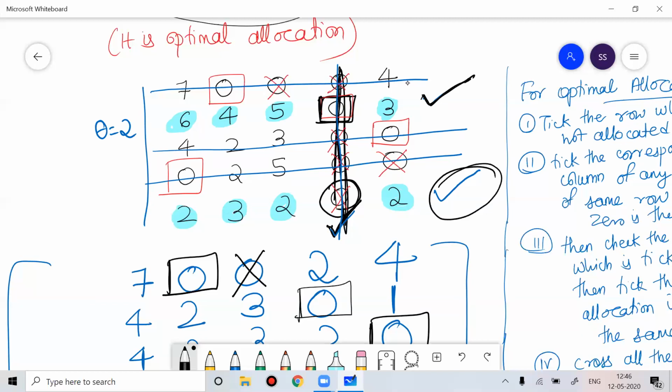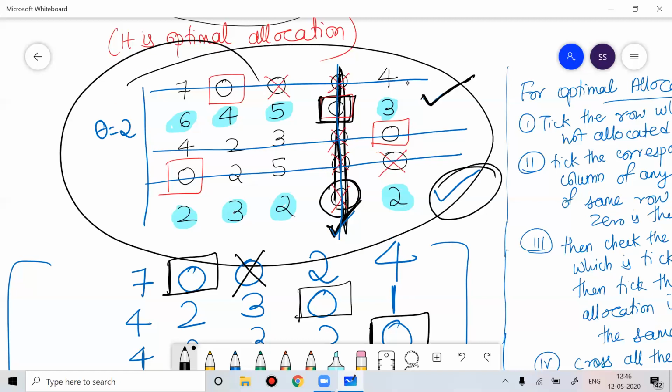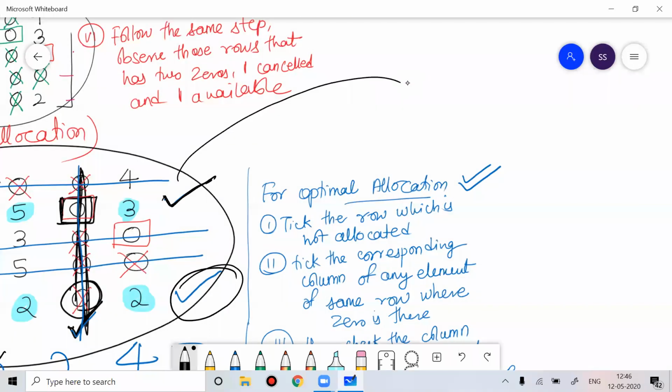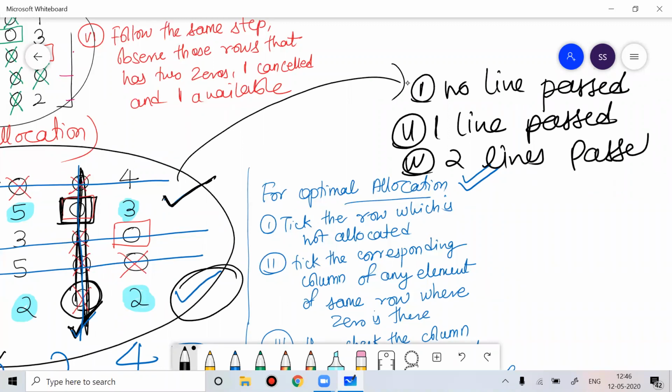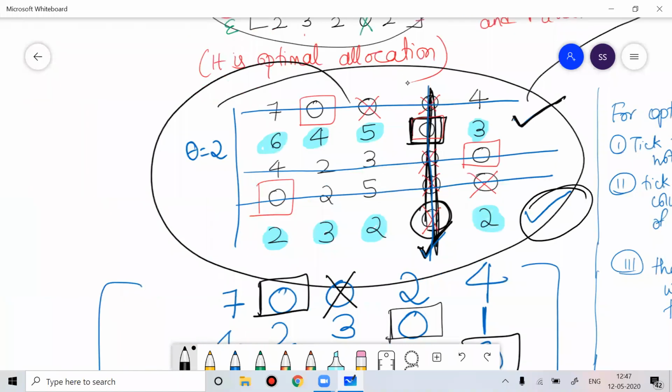Now three things can happen when you see these elements. What are those three things? Either no line is passed over the element, or one line is passed over the element, or two lines are passed over the element.